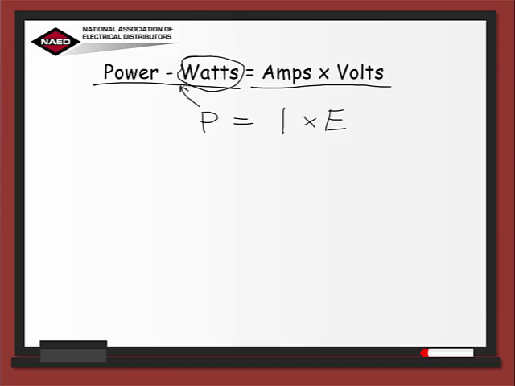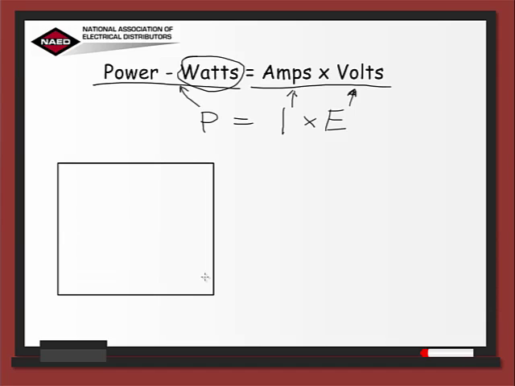P represents power in watts, or volt amperes, and I is the current in amperes times voltage in volts, known as E. Keeping this in mind, let's look at a common scenario where we can apply this power formula.